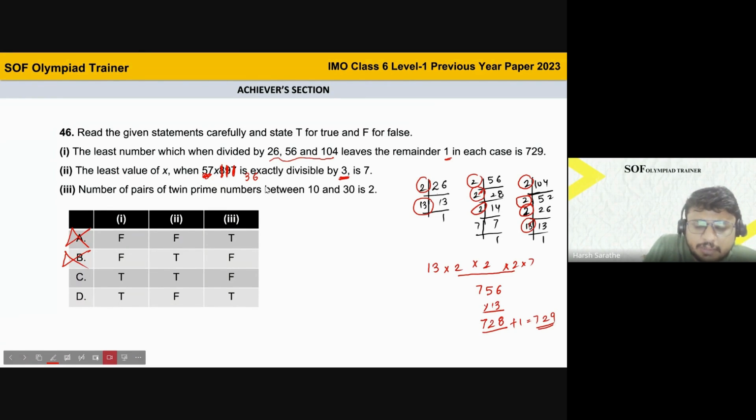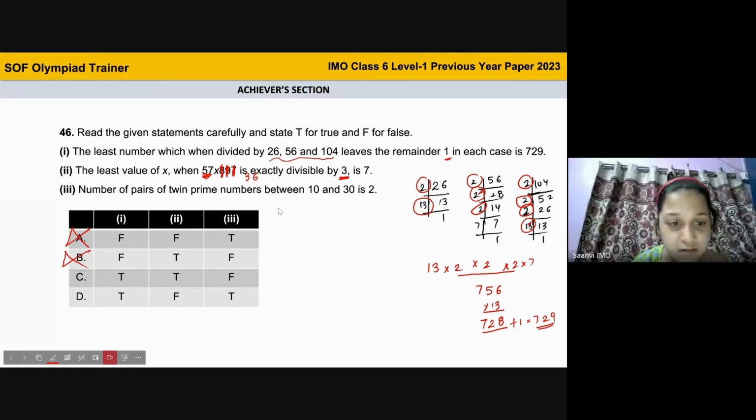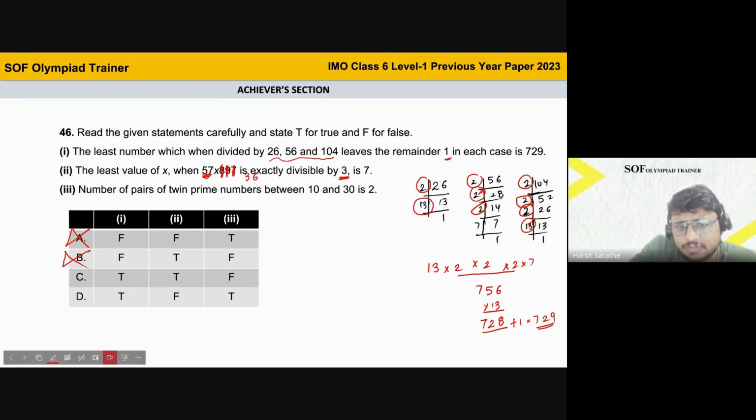Okay, so beta, is 7 the least value? No, sir. Zero is the least one. 0 is the least value, na? So beta, obviously it is not going to be the answer. So second one is going to be false. Are you getting my point? Okay, so second one is false. So obviously C is not the answer. Option number D is the answer. As you can see, elimination works, beta.